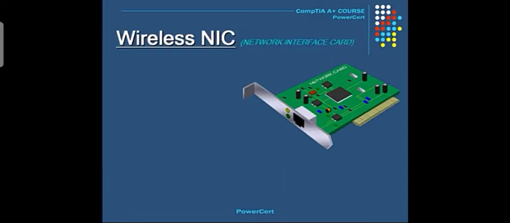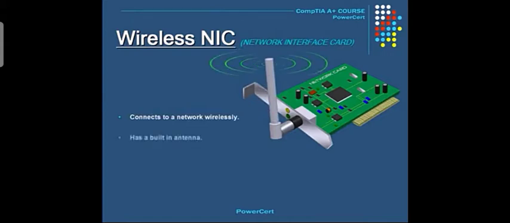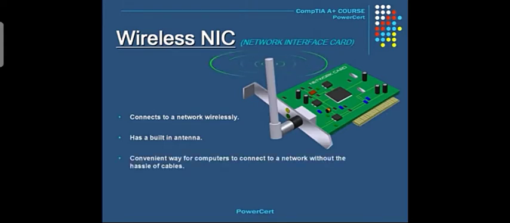A wireless network card does the same thing that a wired card does, except that a wireless card does not use a cable to connect to a network. Instead, it uses a wireless connection. It has a built-in antenna that is used to wirelessly connect to a network to send and receive data. Now this is very convenient for computers that can be placed anywhere in different locations in a home or office without the hassle of messing with cables.